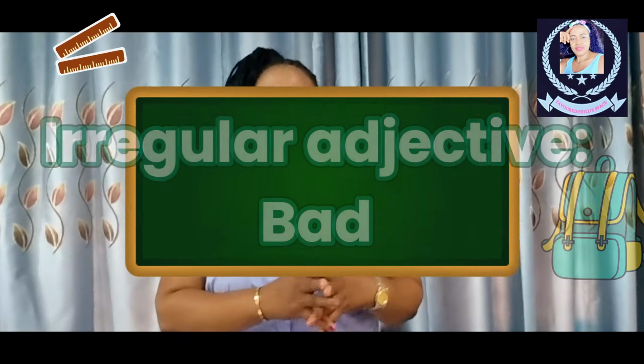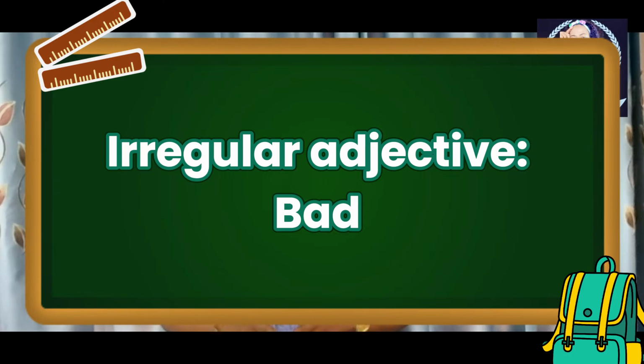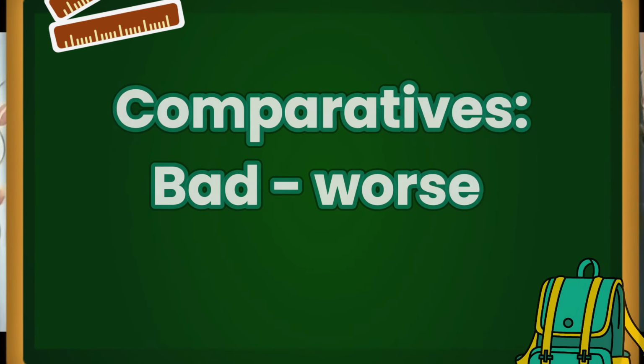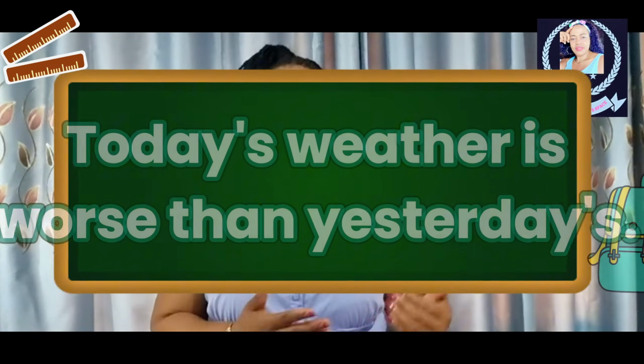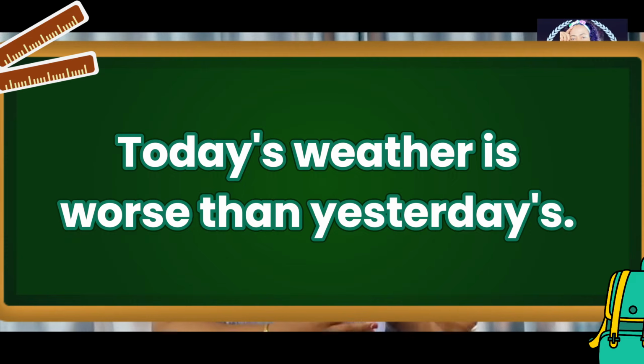The second irregular adjective is bad. How do we compare with bad? The comparative form of bad is worse. I'll say that again. The comparative form of bad is worse. So instead of saying he is better than his brother, you rather say he is worse than his brother. So that's so easy. Example sentence: today's weather is worse than yesterday's.